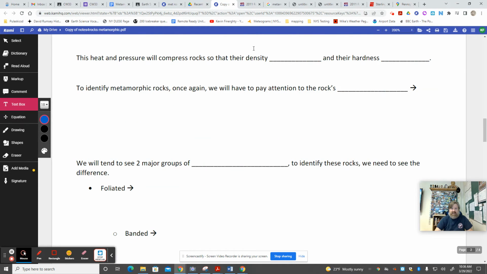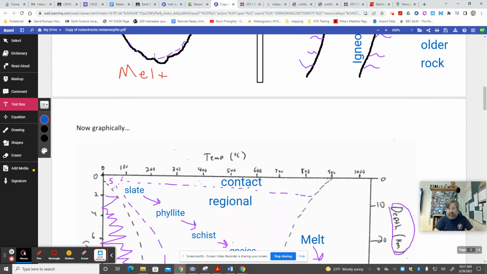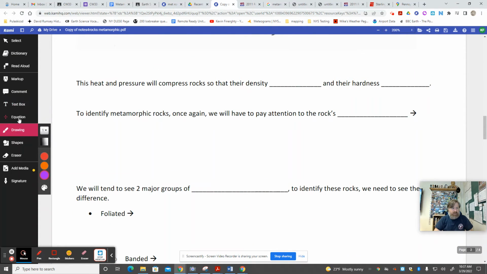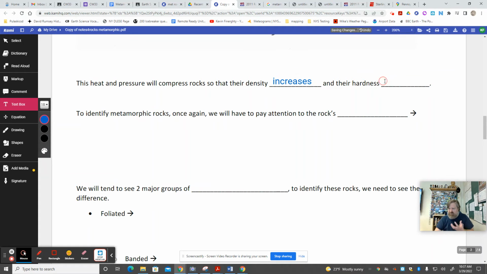All right. Next, this heat and pressure will compress rocks. I mean, think about it. We mentioned that Asia and India are ramming together. That's an entire continent with huge civilizations and tons of people. That's a lot of mass jamming at each other. What's that going to do? If you're one rock in the middle, if you were this pool ball in the middle of all that, it's going to get smushed. If I had tectonically strong arms, I would take this pool ball and scrunch it. I'd make it smaller. I'd compress it. So what that does is their density increases and their hardness, like resistance to weathering, increases.